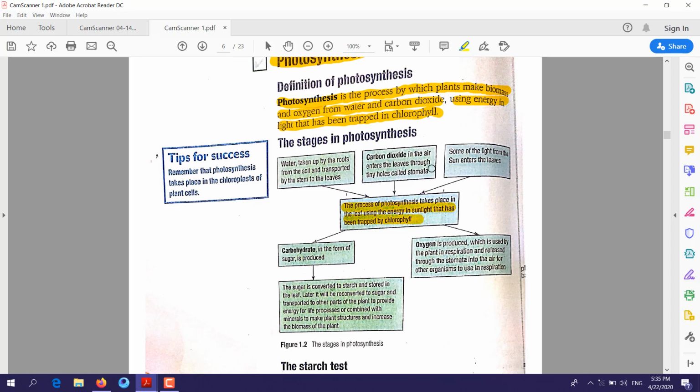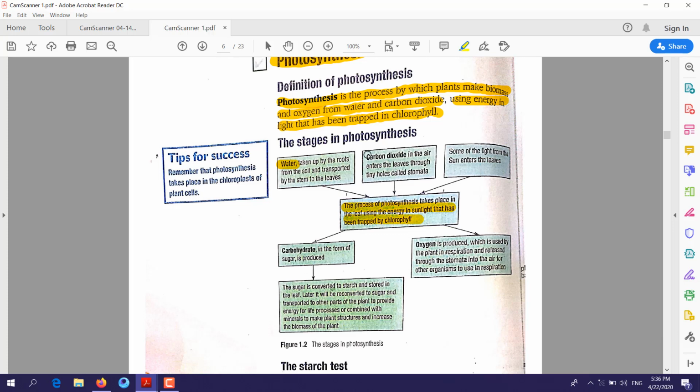For photosynthesis to take place, it needs some materials. Firstly, it needs water. From where will the plant get water? The plant will get water through the roots from the soil. The roots absorb water from the soil and transport it to the leaves.